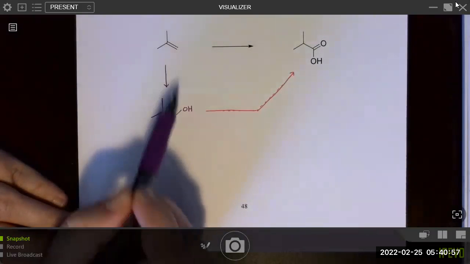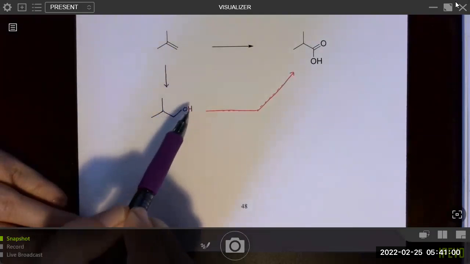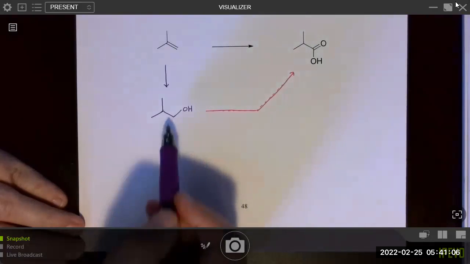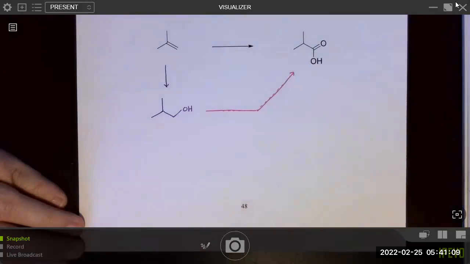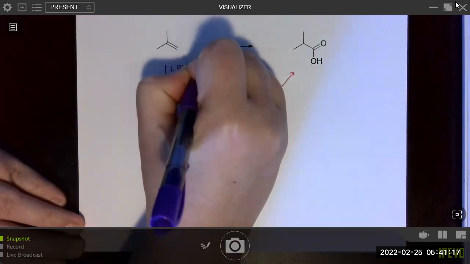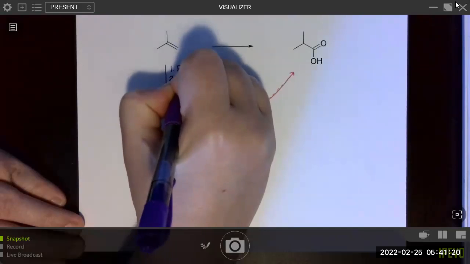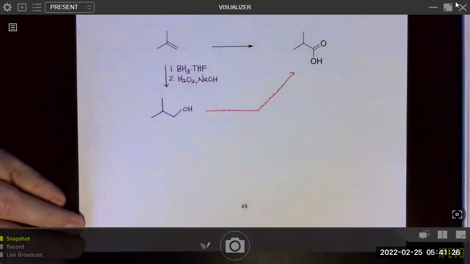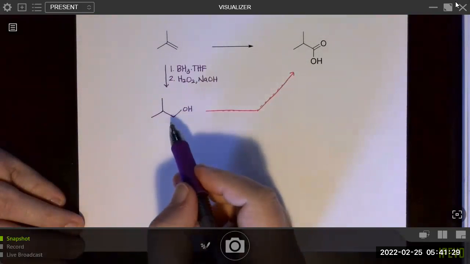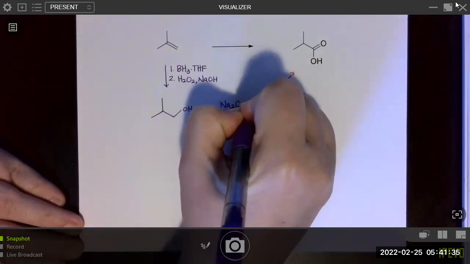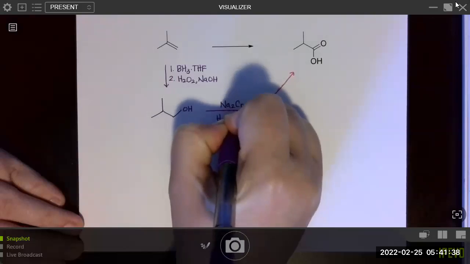Okay, so again, an anti-Markovnikov hydration reaction, because we end up adding hydrogen and OH, so overall water across the double bond. But the OH ends up at the less substituted position, so we call that anti-Markovnikov. So if you recall, the way to do anti-Markovnikov hydration is through hydroboration oxidation. And you just have to memorize these reagents to be able to do that. And then we can oxidize a primary alcohol all the way up to a carboxylic acid using sodium dichromate under acidic conditions.